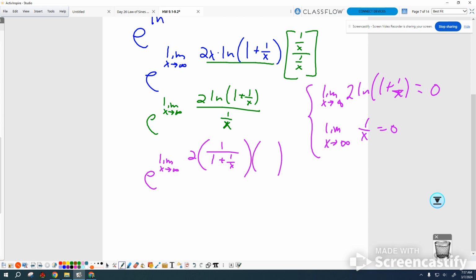Derivative of 1 over x: multiplied by the power, lower the power. And in the denominator, multiplied by the power, lower the power.